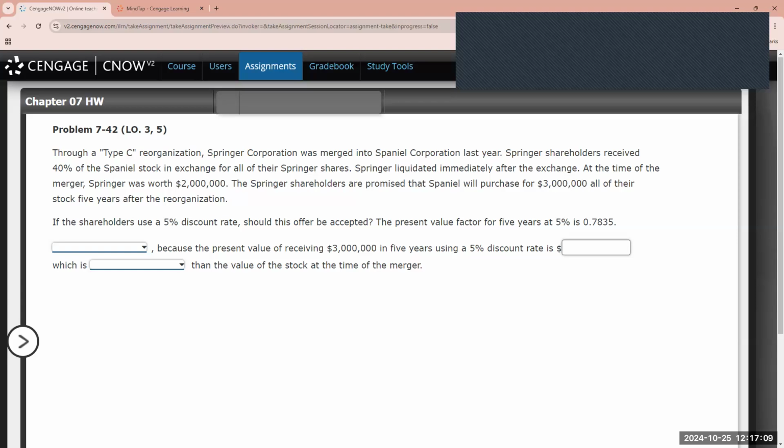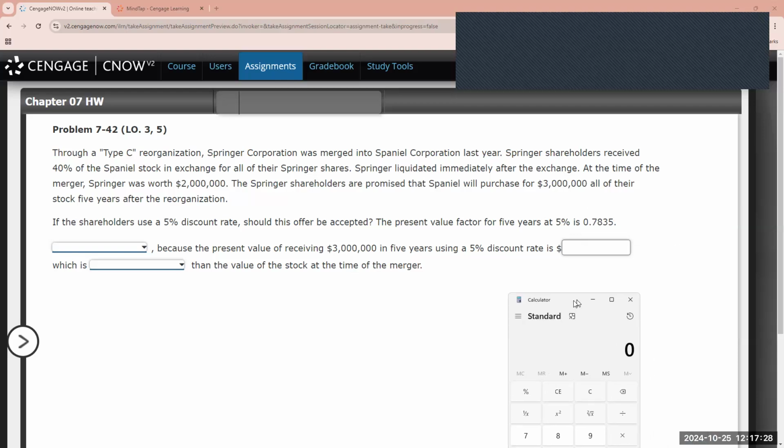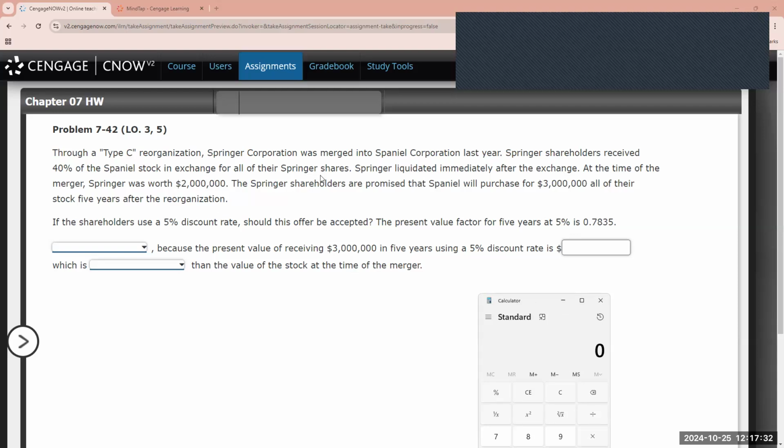So again, as we know, when we're dealing with Type C, this is basically where the acquiring corporation obtains substantially all of the target's assets in exchange for acquiring voting stock and a limited amount of other property. The Spaniel stock owned by the former Springer shareholders is worth $2 million, as we see here. To determine the present value of receiving $3 million using the discount rate, they already gave us the information, so we didn't need to go to the present value table.